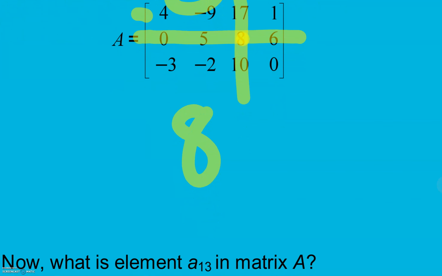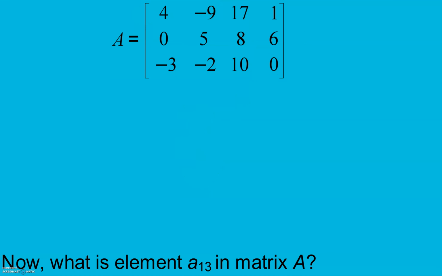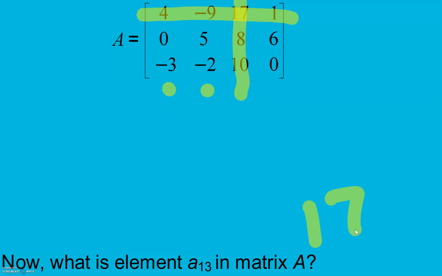Using the same matrix now, find element 1, 3. Feel free to pause there and give it a try if you'd like. Remember, the first number is our row. The second number is our column. So column 1, column 2, column 3. And 17 is what we're looking for there, where they overlap. So 17 is element 1, 3.